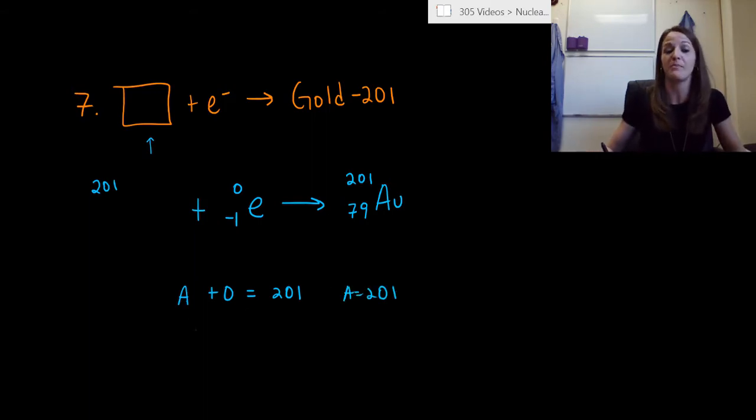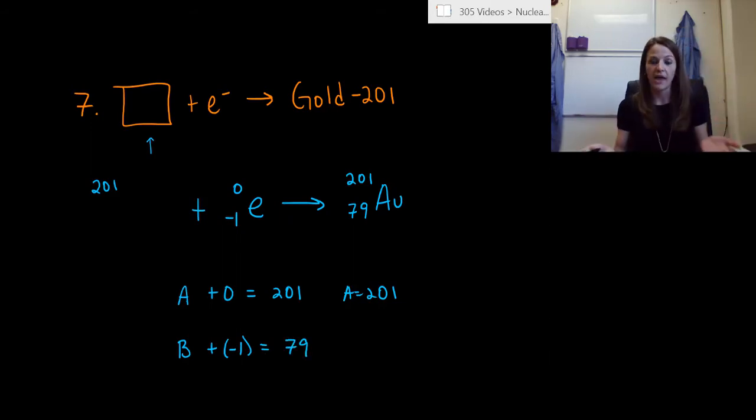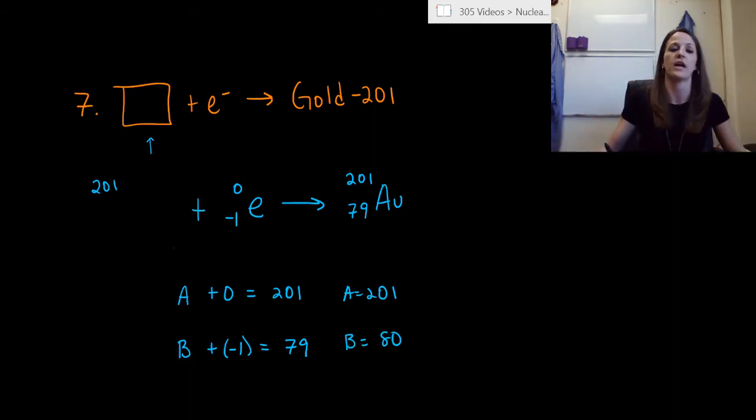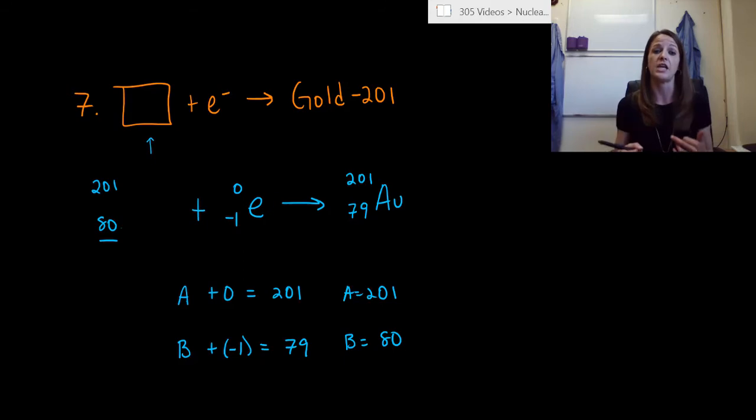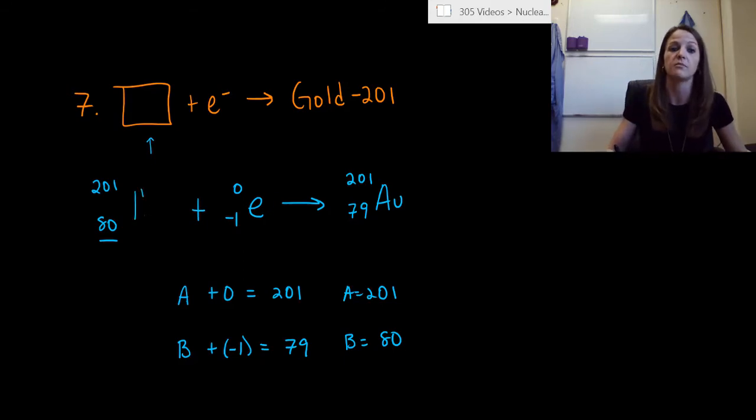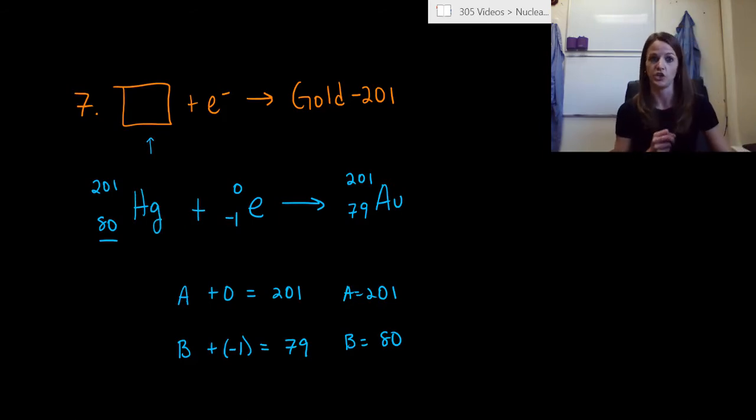Now we have to look for B, which would be our subscript, or our atomic number. So B plus -1 must be equal to 79. Well, the only way mathematically we can solve for this is for B to be equal to 80. So 80 minus 1 gives us 79. We've solved this correctly. So our atomic number is 80. Now all we have to do is go to the periodic table and figure out which element has 80 protons in its nucleus. And the only one that has 80 protons in its nucleus is mercury, which has the symbol Hg.